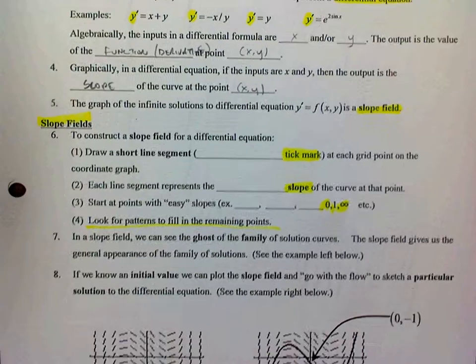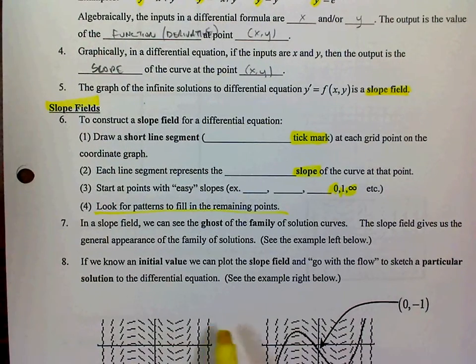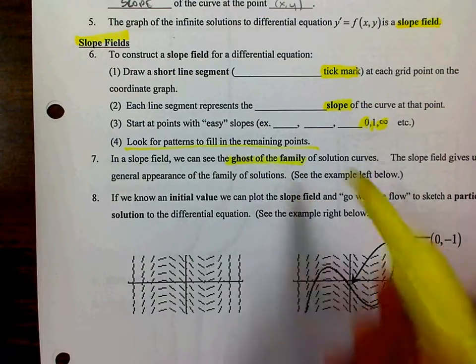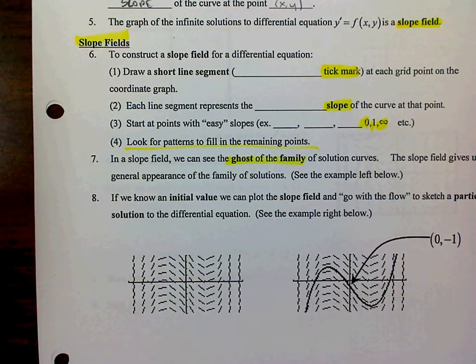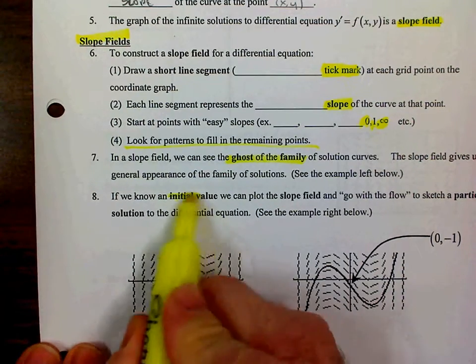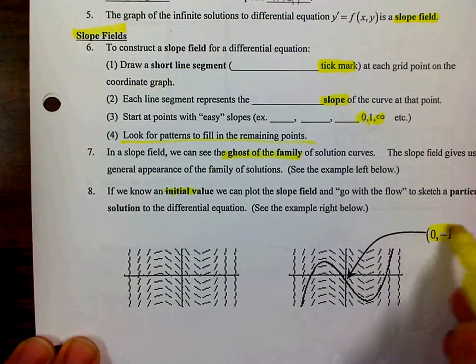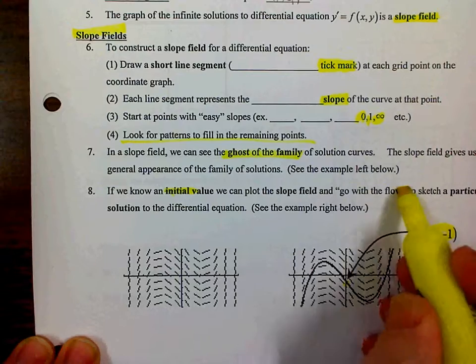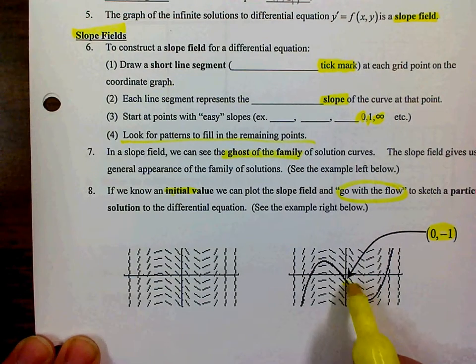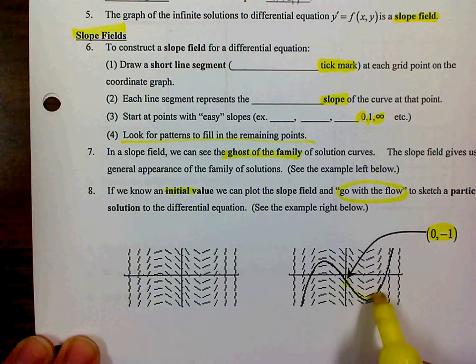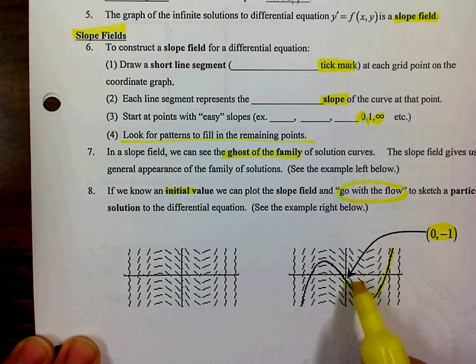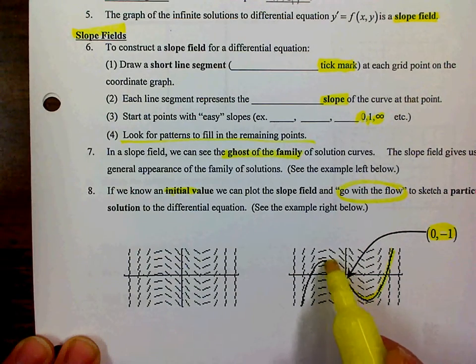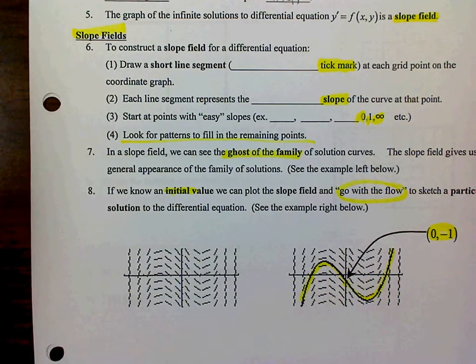We have a couple examples of slope fields down below. You'll see in this one we have a slope field, and in that you kind of see a ghost of the family of solutions. It's not really an actual curve that you can see, but you can see a resemblance of that. If we're given a specific initial value, for example in this one we're given the initial value of 0, -1, we can start there and then go with the flow from there. You'll see that the slope is pushing us this way, and then the slope changes and takes us back up in this direction. Same thing from the other way. We have a slope that changes, which then is going to change our curve as we go with the flow.